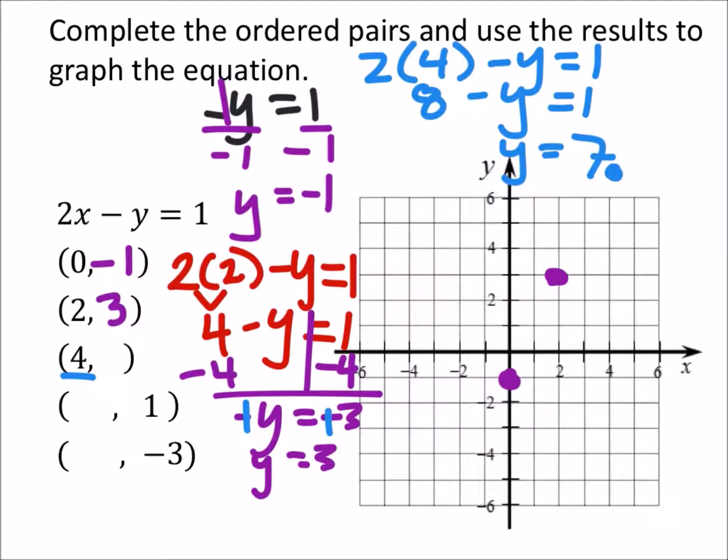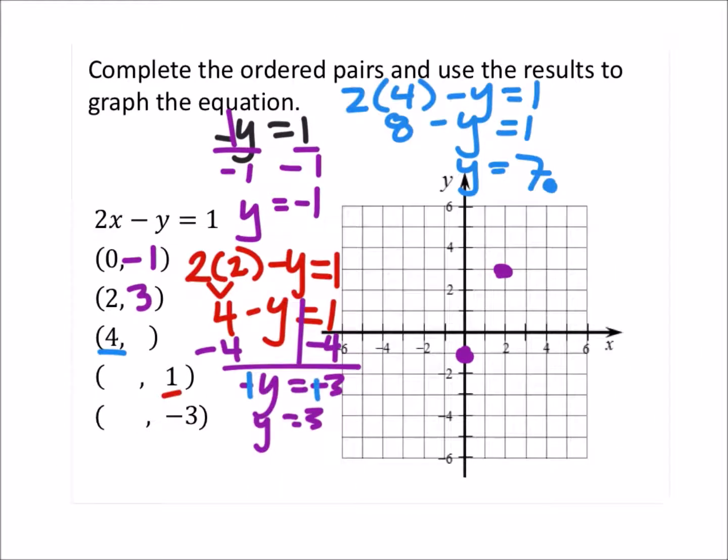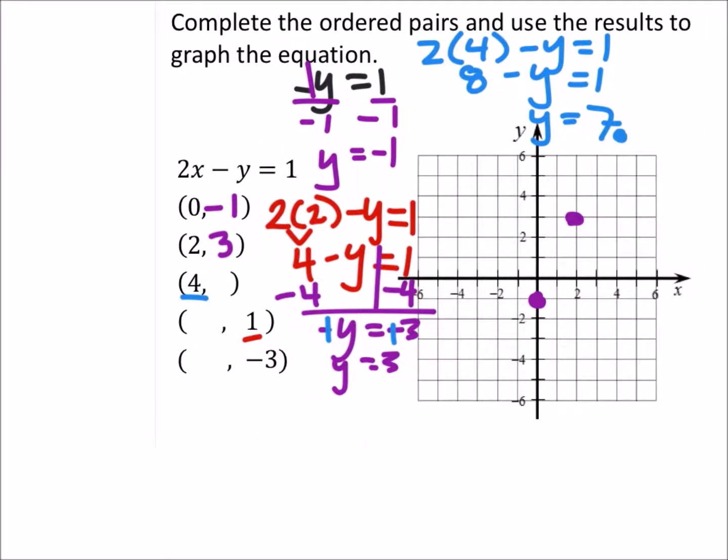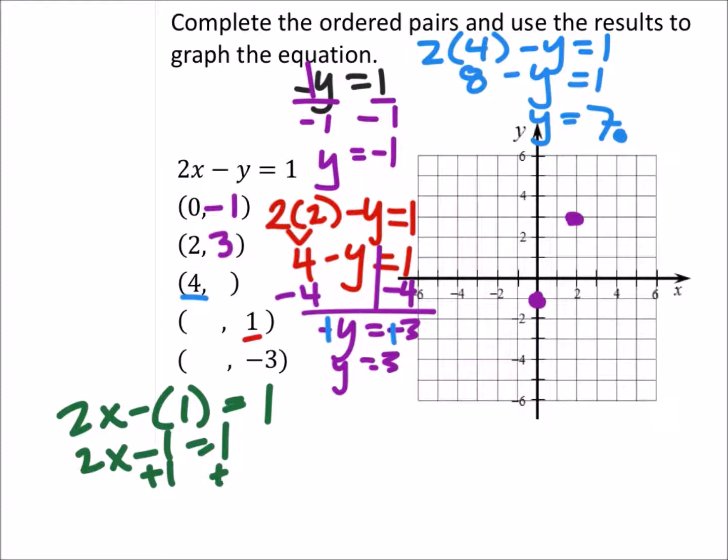The next one is when y is 1. So this one should turn out pretty good. So let's try this in green. So we got 2x minus y, which is 1. This needs to equal 1. So 2x minus 1 equals 1. We'll add 1 to both sides. And we get 2x equals 2, and if we divide both sides by 2, we get x is 1. So we got 1, 1 right here.